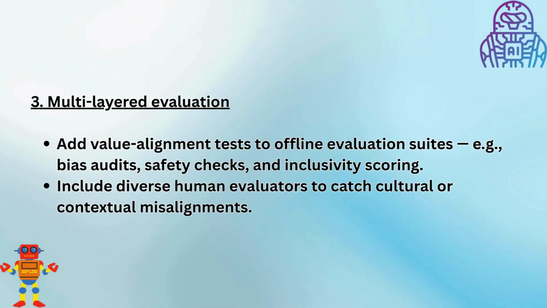3. Multi-layered evaluation. Add value alignment tests to offline evaluation suites. An example is bias audits, safety checks, and inclusivity scoring. Include diverse human evaluators to catch cultural or contextual misalignments.